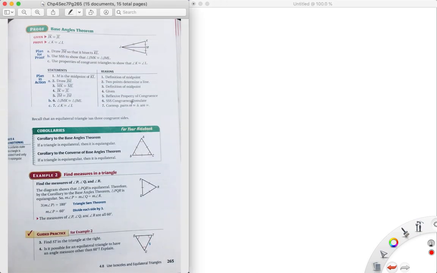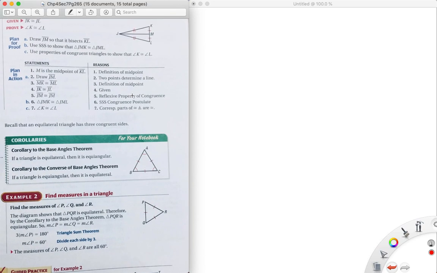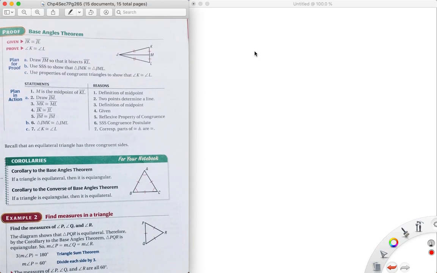The proof of the base angles theorem is right here. We draw JM. We're told that M is the midpoint of KL. So now we have KM congruent to ML. We have JK congruent to JL. And JM is congruent to itself. So we can say these triangles are congruent by side, side, side. Then we can say that angle K is congruent to angle L. That is our proof.